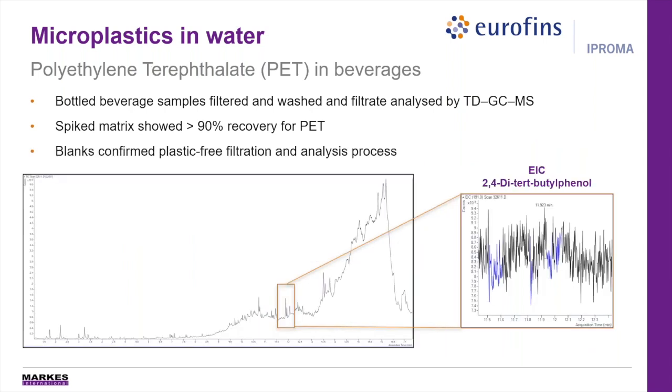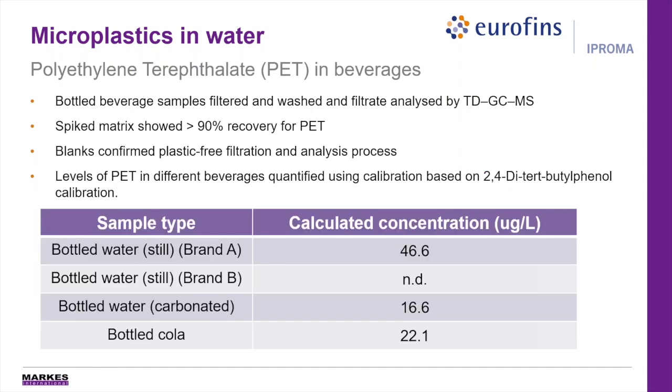What's also important, because plastics are so common, is to ensure that the entire process from filtration to analysis is plastic-free. And that's what we can see here. So we've looked for the 2,4-ditertiary butyl phenol again, and that quantitation compound is missing. So we can confirm via this blank that we're not getting plastic contamination as part of the analysis.